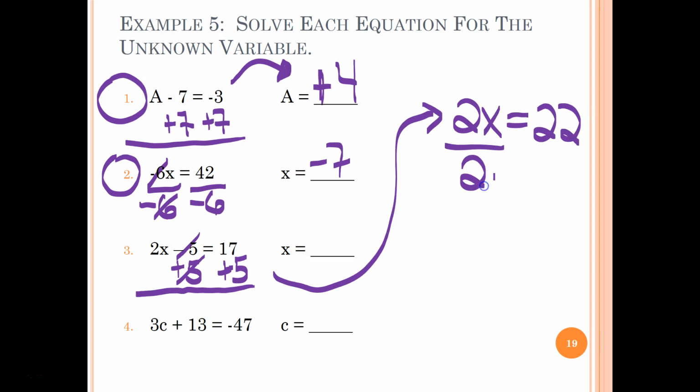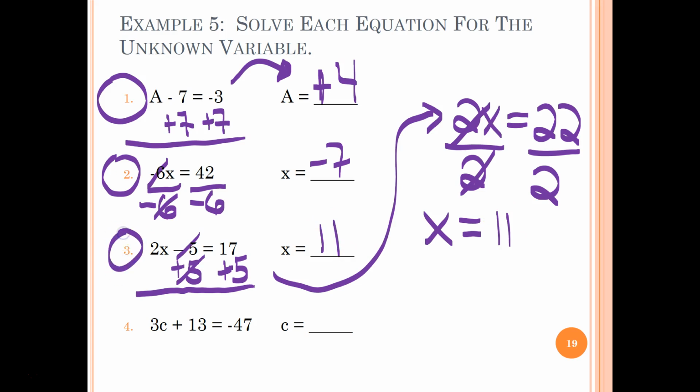We'll go ahead and divide both sides by 2, and that's going to leave us with a value of x equals 11 for this next example. All right, one more to go before example 6.